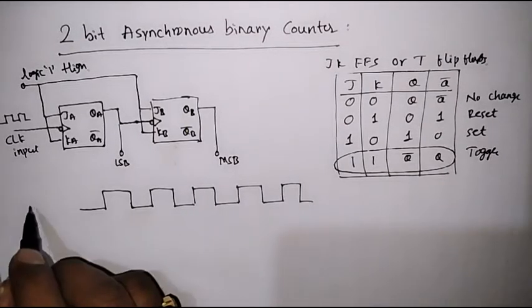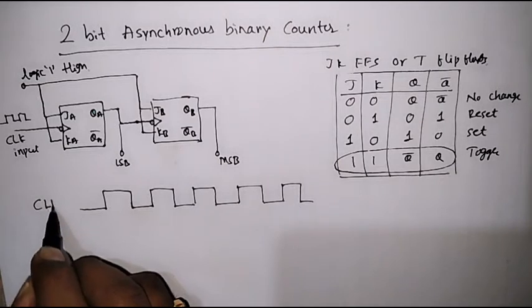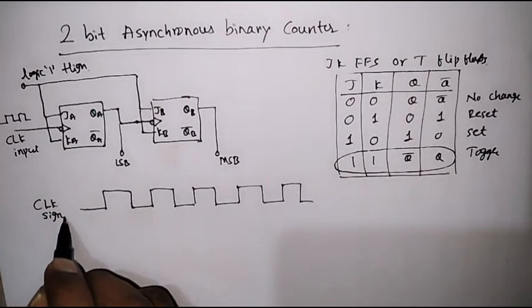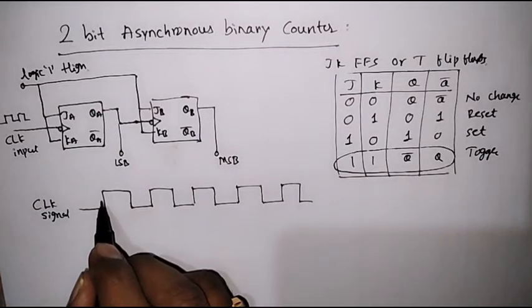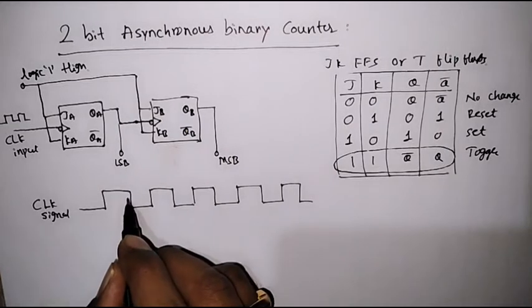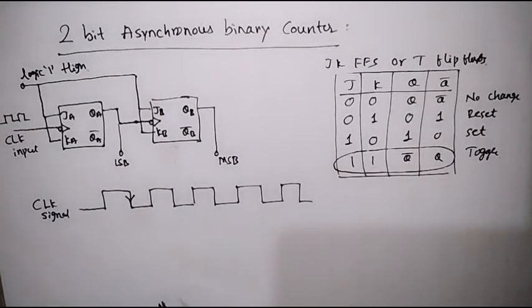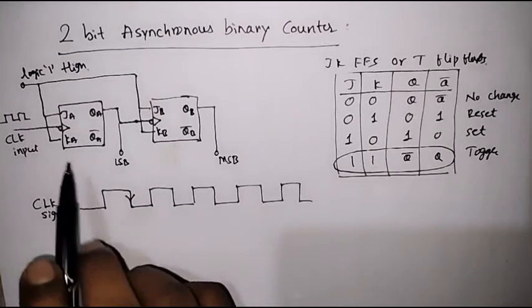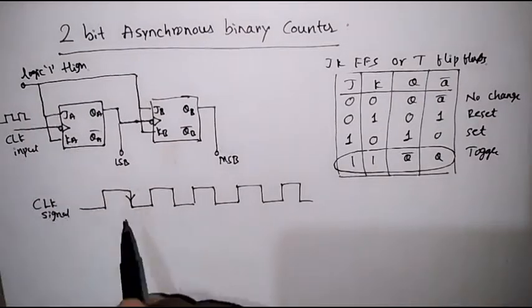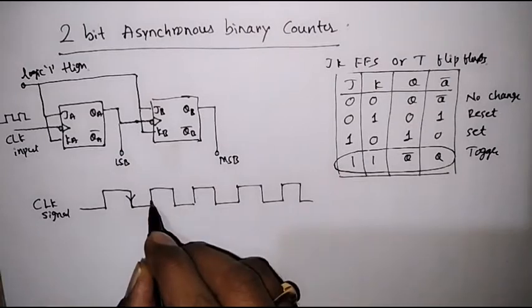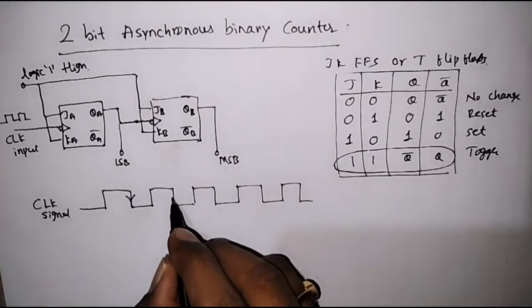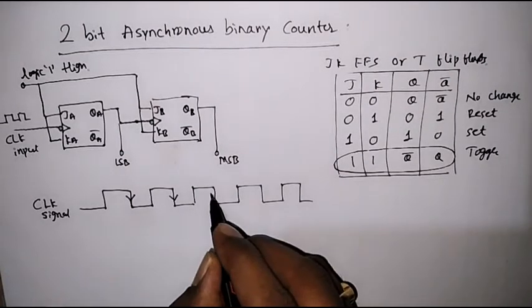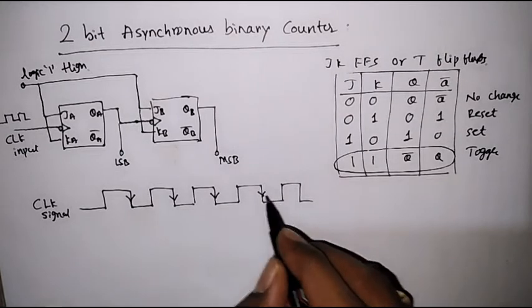So this is the clock signal. This is called the rising edge of the clock and this is called the falling edge of the clock. I will mark only the falling edge of the clock, as we are considering a negative edge triggered flip-flop. Negative edge means falling edge. So this is the rising edge and this is the falling edge. This is a falling edge. This is a falling edge.